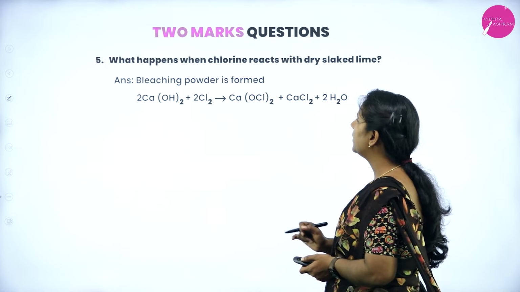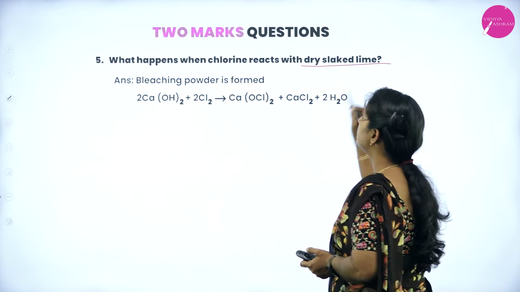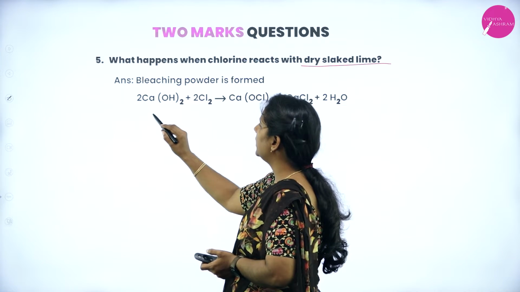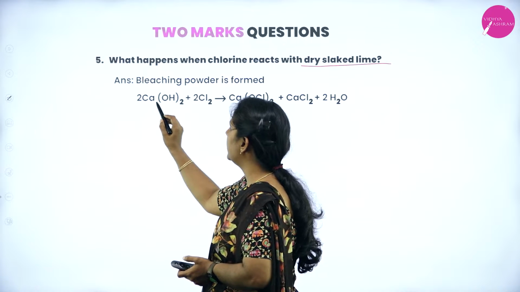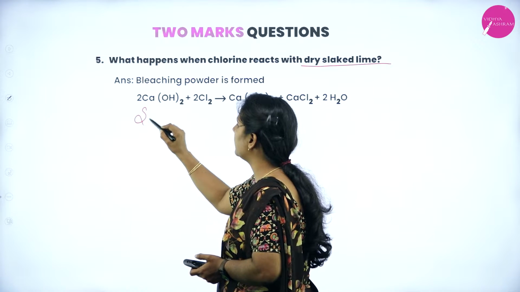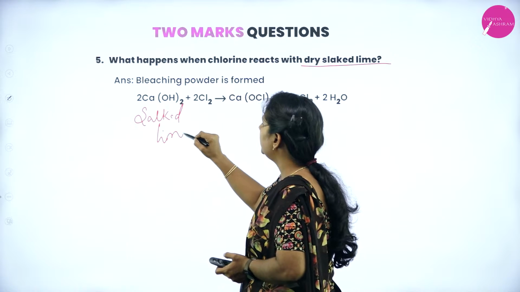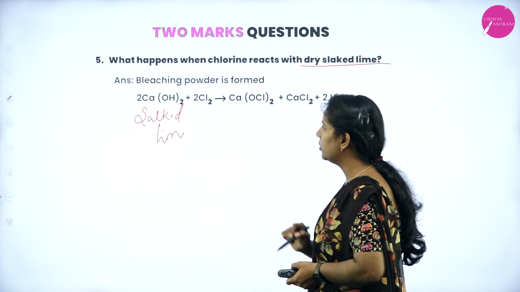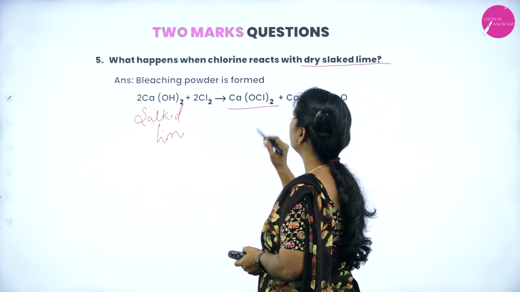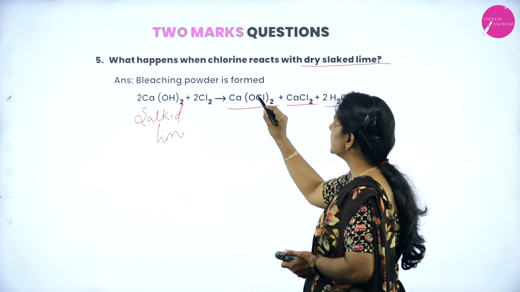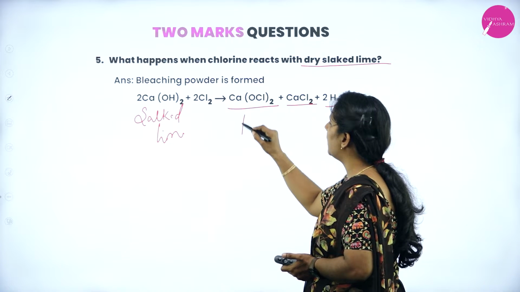Next, what happens when chlorine reacts with dry slaked lime? Remember, dry slaked lime is nothing but calcium hydroxide. It is known as slaked lime. When chlorine reacts with slaked lime, what will happen? It forms CaOCl2 plus CaCl2 and H2O. The CaOCl2 is nothing but bleaching powder.